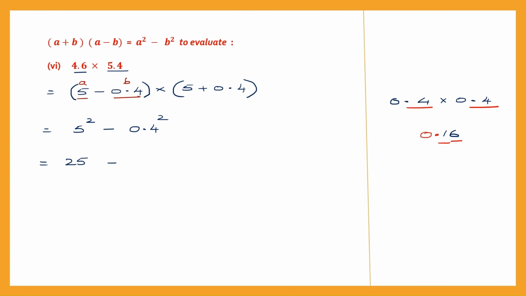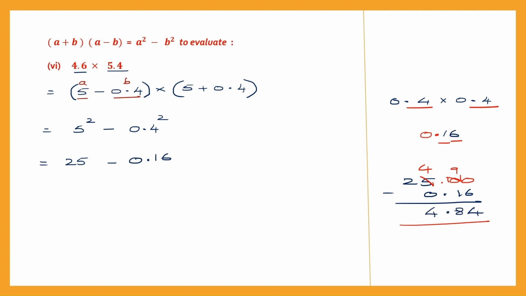So 25 minus 0.16. Let's minus 25 minus 0.16. So there are numbers missing. So let's put the zeros. So here let's borrow. Borrow from here. This becomes 4, 10, 9 and 10. 10 minus 6 is 4. 9 minus 1 is 8. Put the point, 4, 2. So what do we have here? 24.84. And this is our final answer, 24.84.